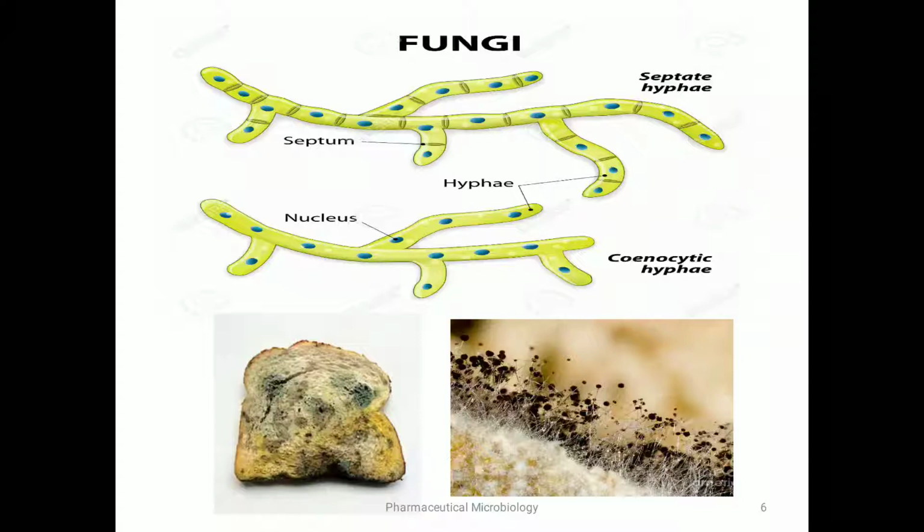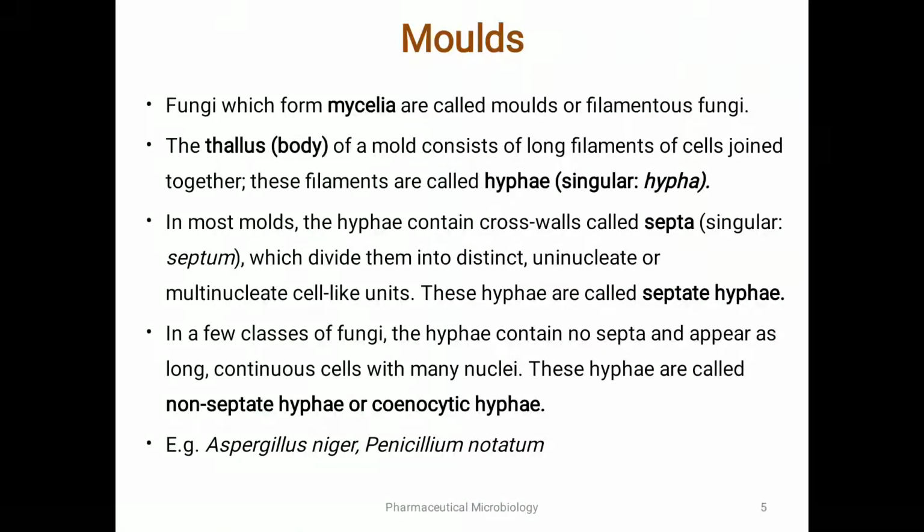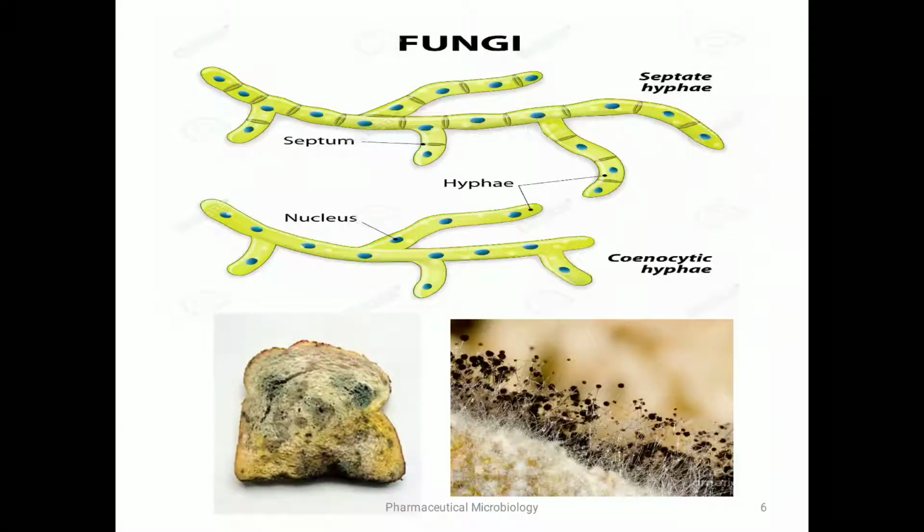Uninucleate means which contains a single nucleus, while multinucleate means more than one nucleus is present in the hyphae. These hyphae are mainly separated by a section called the septum. The hyphae which contain the septum are called septate hyphae, and another type is non-septate hyphae, which do not have a septum, and appear as long continuous cells with many nuclei. These hyphae are called non-septate hyphae or coenocytic hyphae. In the second image you can see coenocytic hyphae, where the septa are absent, so that's why they are called non-septate hyphae.